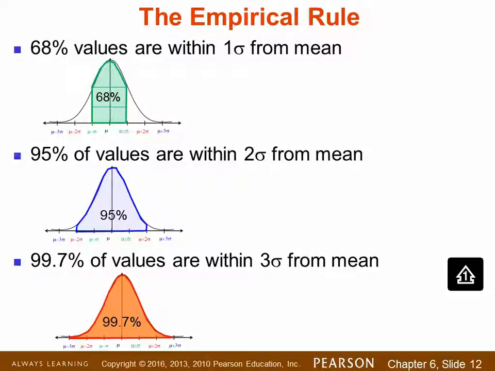So this is the empirical rule. It tells you if you're 1 standard deviation away, 68% of the values, 2 standard deviations, 95% of the values lie within there, and 99.7% of the values lie within 3 standard deviations. This is something I want you to remember. This is an important rule.